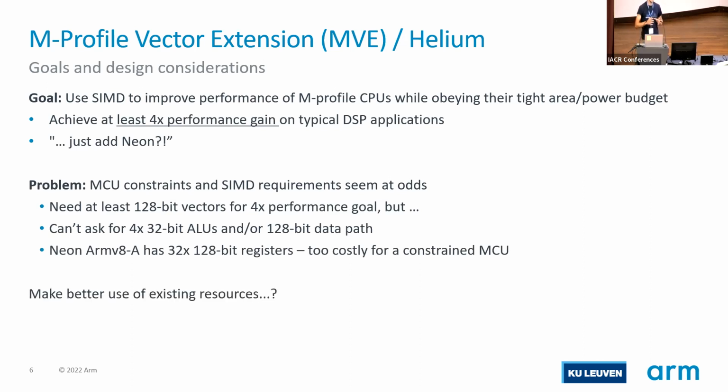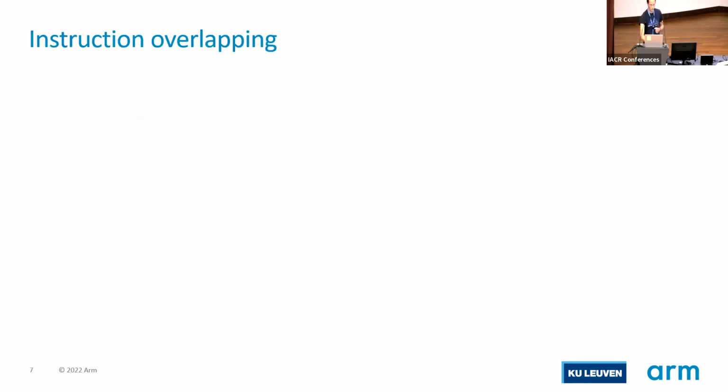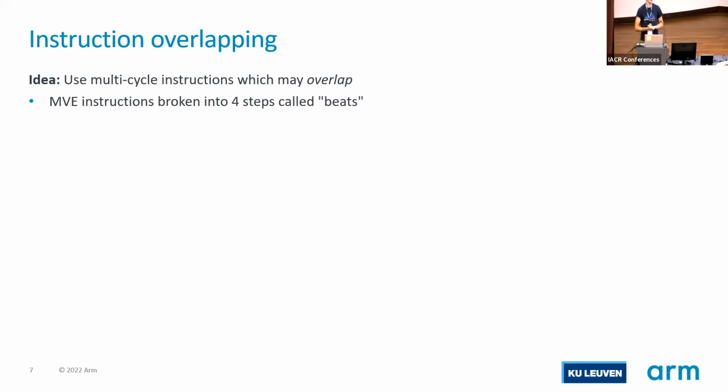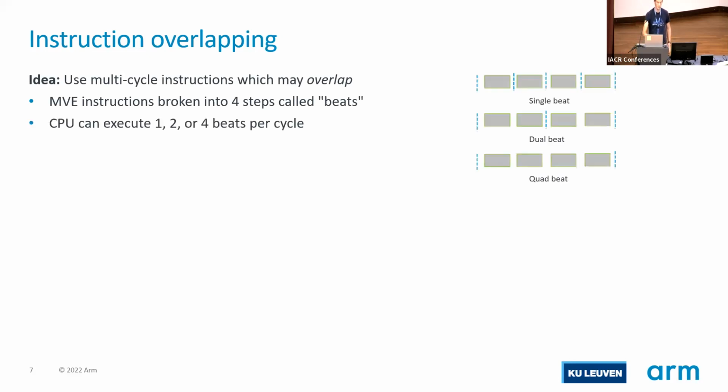And the focus that MVE chooses is to emphasize better usage of resources rather than necessarily scaling the amount of hardware that you have. And we are going to see multiple examples for this. And the prime one is instruction overlapping. So in MVE, you have vector instructions which can run for multiple cycles, but they are architecturally allowed to overlap. So what this means is that if you look at the architecture specification of MVE, a typical MVE instruction is broken into 4 steps called beats. And the CPU implementing MVE can execute 1, 2, or 4 beats per cycle.